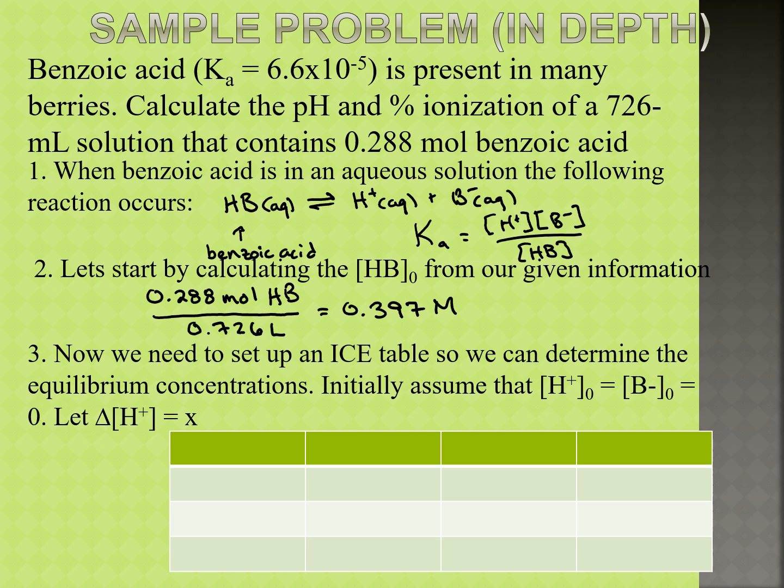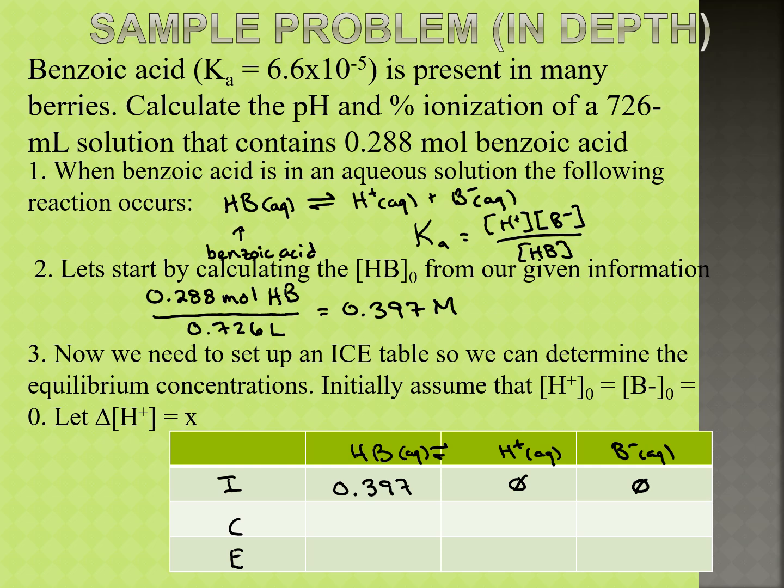Now we're going to set up our ice table to get all of our equilibrium concentrations. I've got my ice table, and we have our benzoic acid, our H+, and our B- up here. I like to write my equation up there to remind myself what's in each column. My HB is 0.397, and we don't have any products yet when we start. Notice in this case that we don't have the pH like we did in our earlier problem, so I don't know any equilibrium values. We're going to have to find them another way.